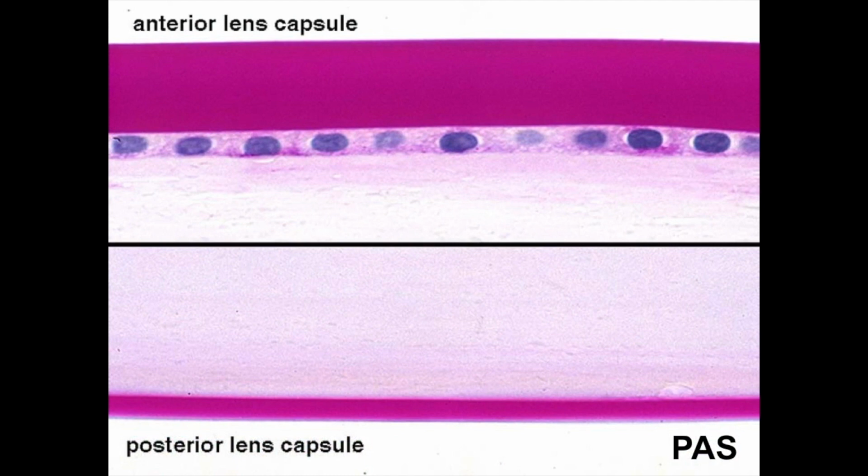The lens capsule is PAS positive. The anterior capsule is much thicker than the posterior capsule, which is thinner than the diameter of a red blood cell.